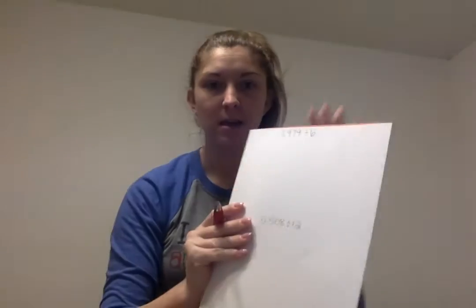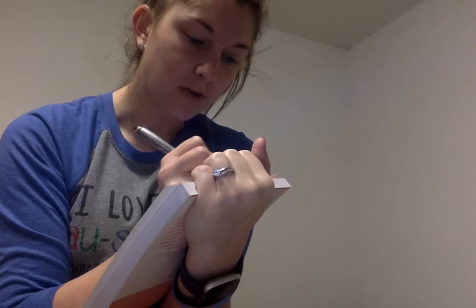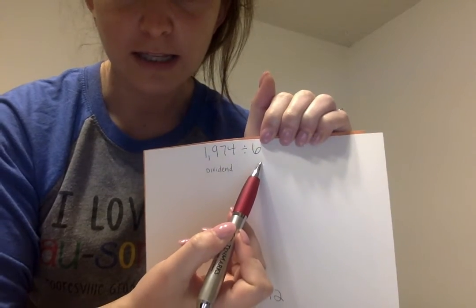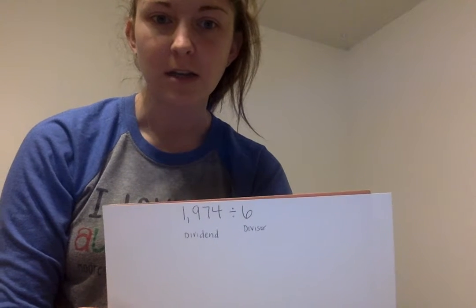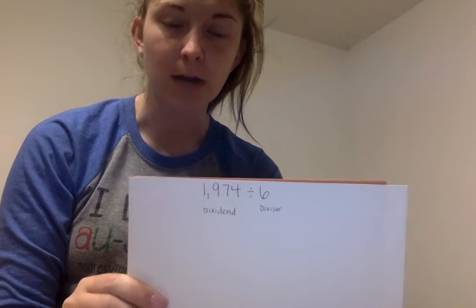If you remember correctly, the first number in the problem is called the dividend. It's the number that goes inside of my house. Then we have our division sign, and this 6 right here is called the divisor. Our answer to a division problem is called the quotient, so the quotient sits on top of our division house.